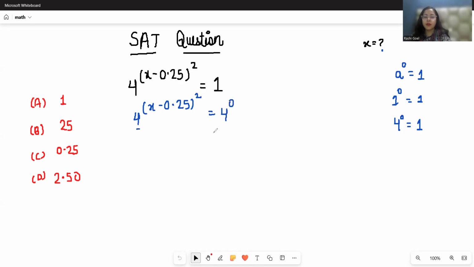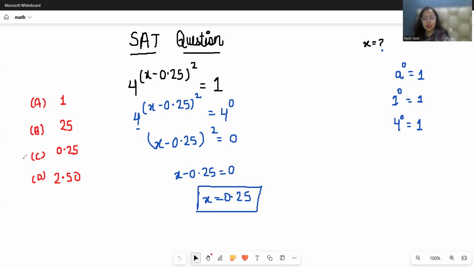Now we know that if the bases are equal, their powers are also equal. So (x - 0.25) squared is equal to 0. So x - 0.25 is also equal to 0. So the value of x is 0.25, which is option number C.